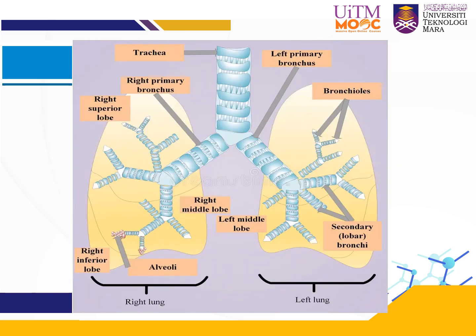Here you can see in the picture, the left side of the slide is your right lung, and the right side of your slide is the left lung. You can see there are three lobes in the right lung and two lobes in the left lung, and three lobar bronchi on the right lung, two on the left lung.